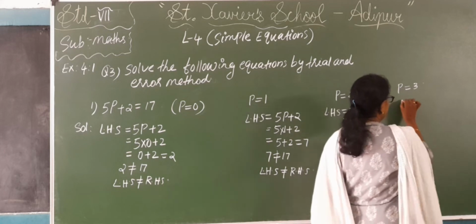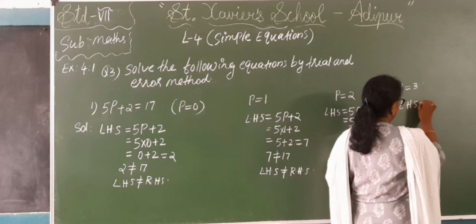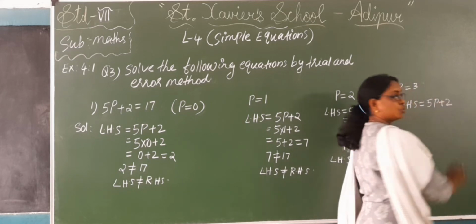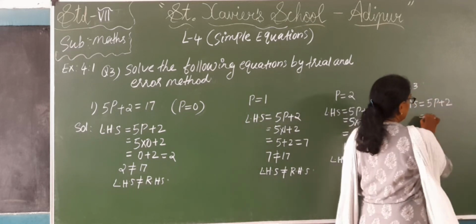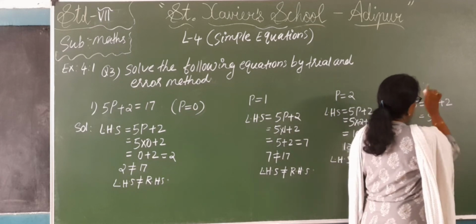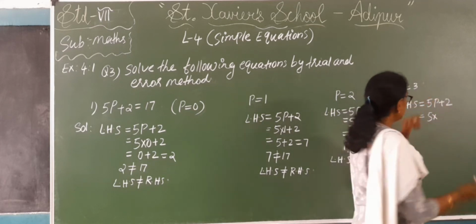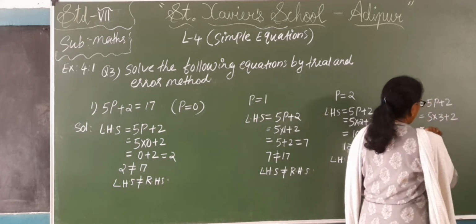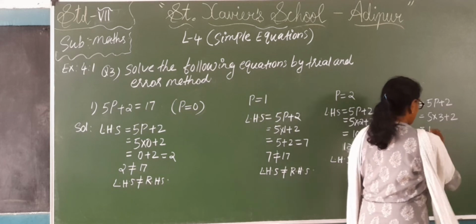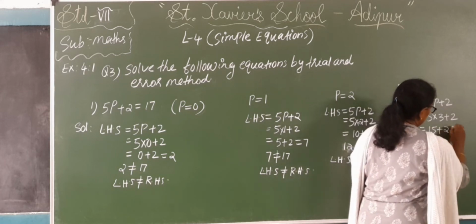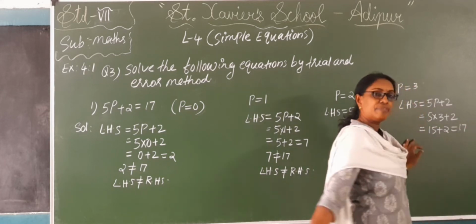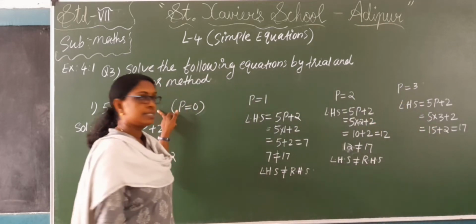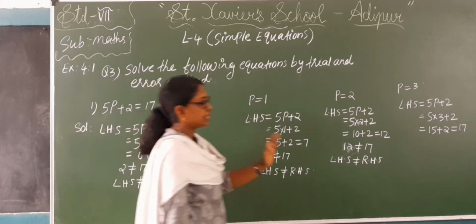Okay, and next value p is equal to 3. What is LHS? LHS is equal to 5p plus 2. 5 into p, what is the value? P is 3. 5 into 3 plus 2. 5 threes are 15. 15 plus 2. Answer 17. RHS is 17 and LHS is 17.